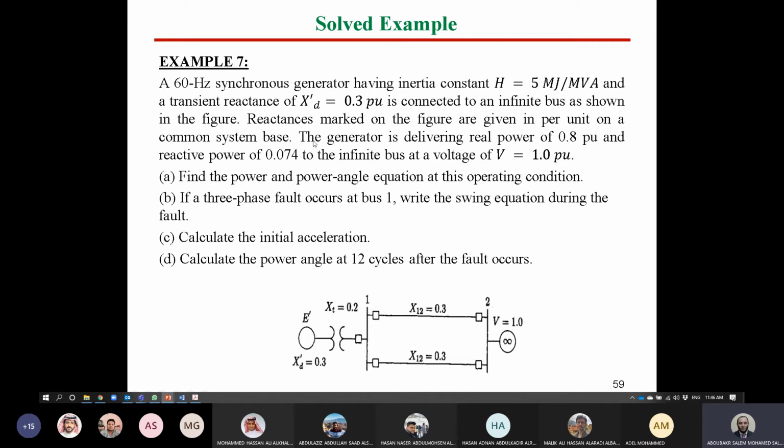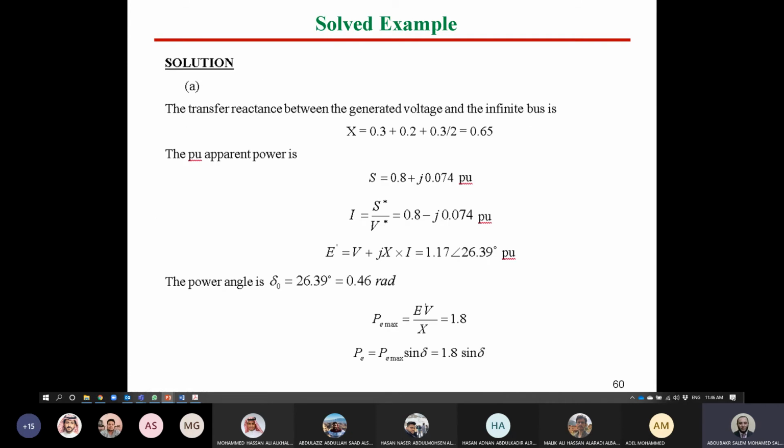Then it's stated here the generator is delivering real power of 0.8 per unit and reactive power of 0.074 per unit to the infinite bus. So this is the amount of P and Q here at bus number 2. Okay, guys? Find the power and power angle equation. The power and power angle equation is nothing but the swing equation that we already described, now at this operating condition. So simply, guys, we can now find the transfer reactance.